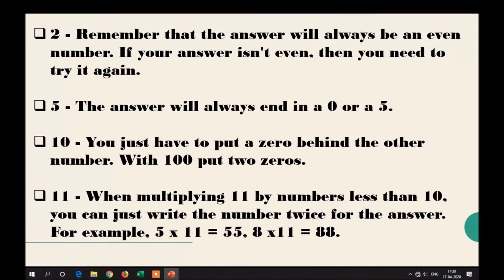For example, if the number is 7, we want to multiply 7 with 10. Then we just have to put 0 behind the 7. So it will become 70. If we want to multiply it with 100, then 7 and 00, that is 700. If we are multiplying with 11, when multiplying 11 by numbers less than 10, you can just write the number twice for the answer. For example, 5 into 11 is 55. 8 into 11 is 88.